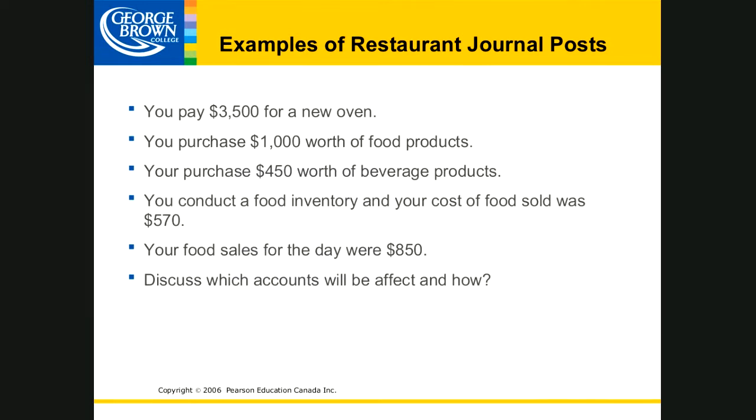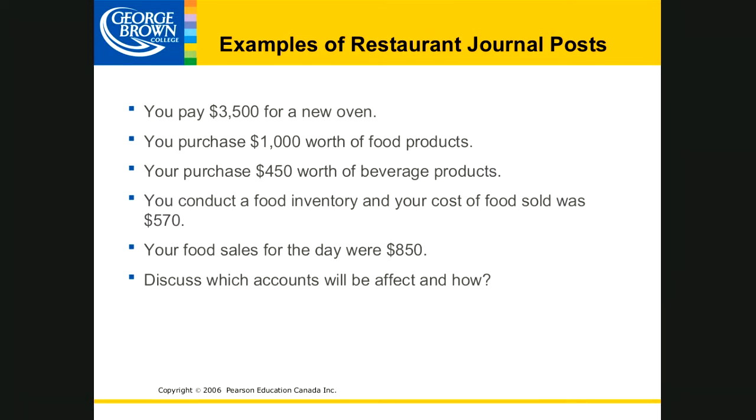So here are some examples that you can work through. These are examples of journal business transactions that I've come up with. So you've paid $3,500 for a new oven. You've purchased $1,000 worth of food products, like inventory. Purchased $450 worth of beverage products. You conduct a food inventory and you've calculated your cost of food sold, and it was $570. Your food sales for the day were $850. Now, what accounts are being affected here?